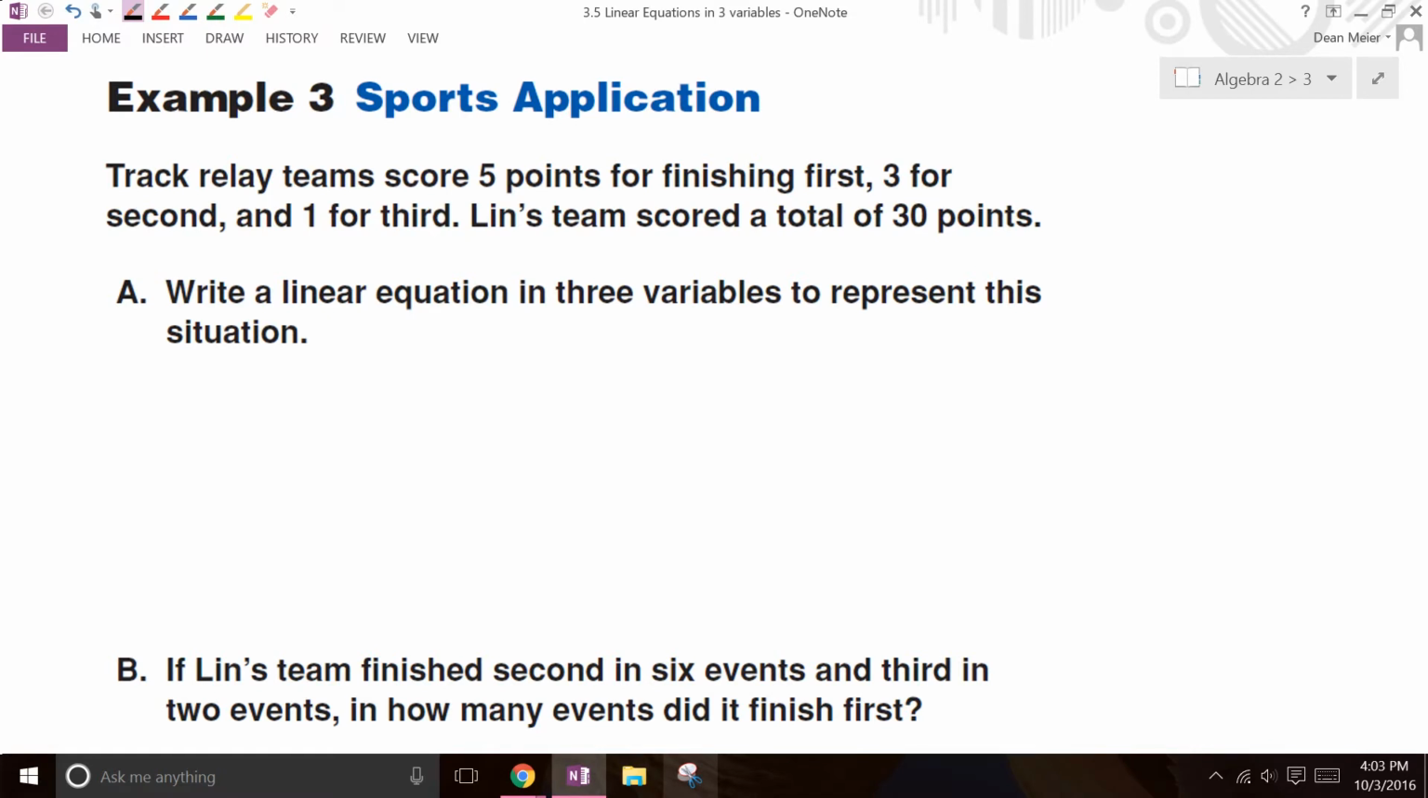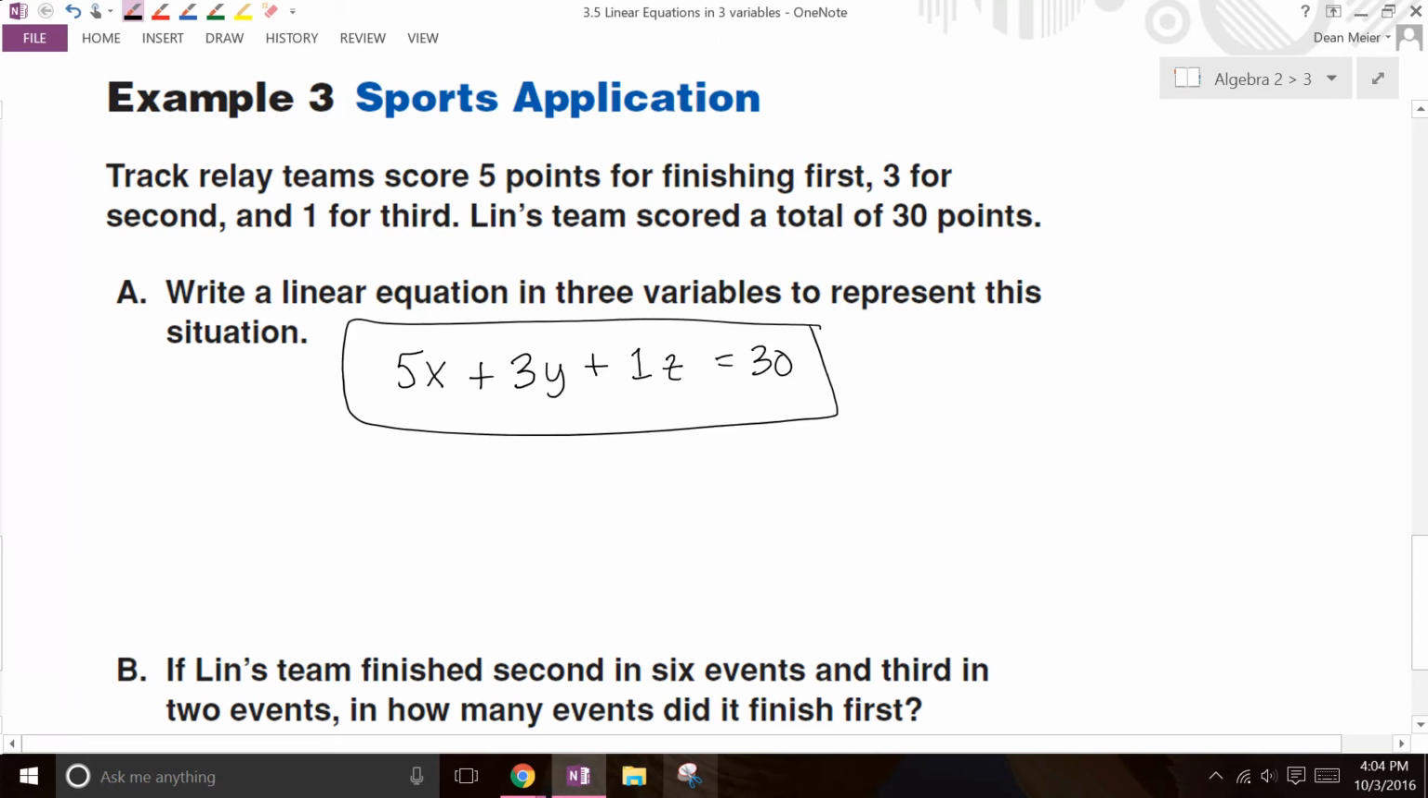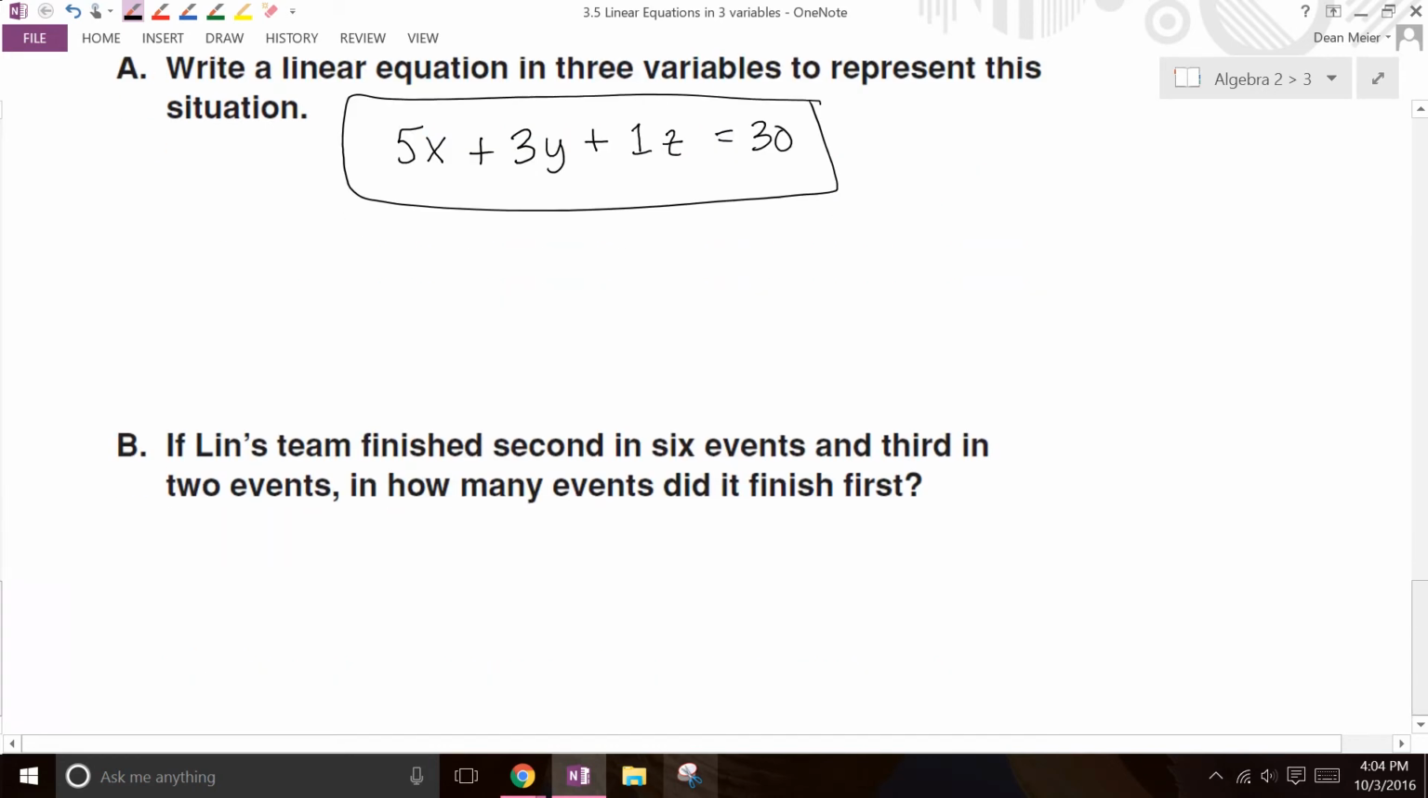Well, sure. 5 times the number of times they finished in first, plus 3 times the number of times they finished in second, and 1 times the number of times they finished in third would equal 30 points. I just made you an equation. And part B. If Lynn's team was second 6 times and third 2 times, how many times did they get first? Well, you just told me that this is a 6, and you just told me that this is a 2.